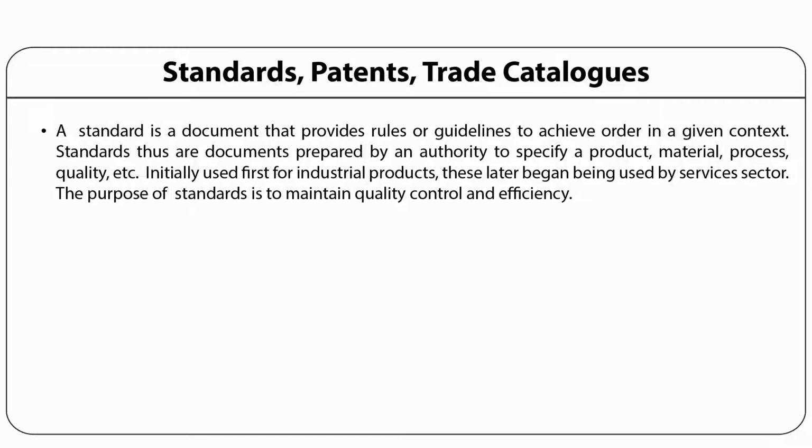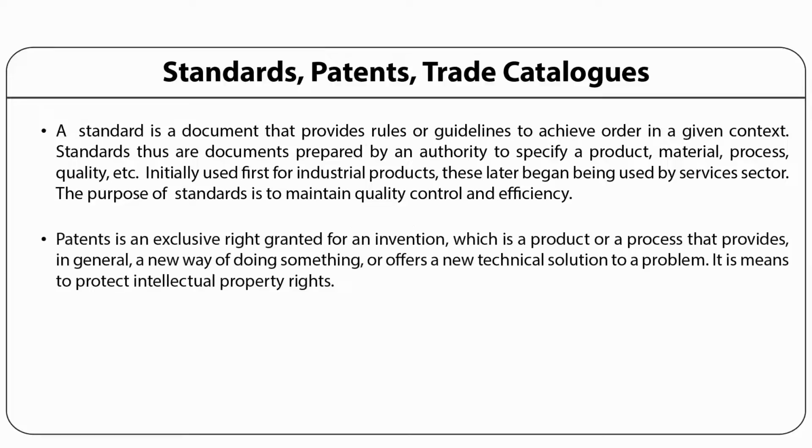Next are patents. A patent is an exclusive right granted for an invention, which is a product or a process that provides in a general way a new way of doing something or offers a new technical solution to a problem. It means to protect the intellectual property rights.